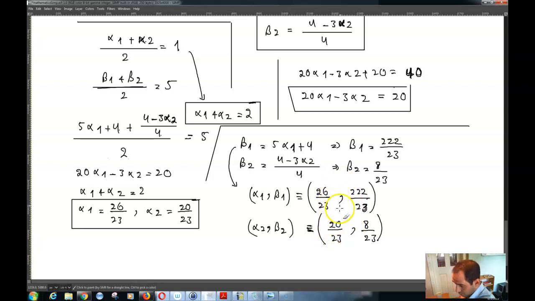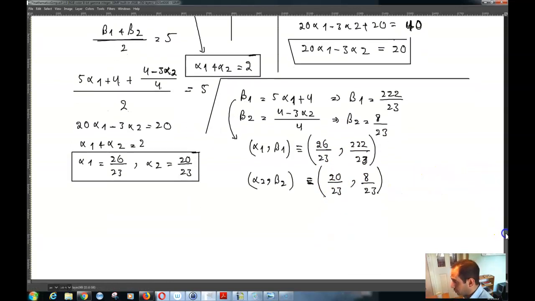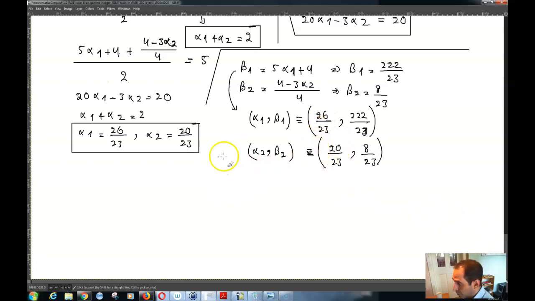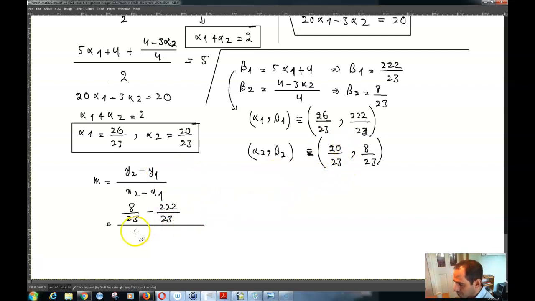So now, using these two points, you can calculate the slope of this line. You know that m is equal to y2 minus y1 over x2 minus x1. And so that is equal to 8 by 23 minus 222 23rds, over 20 23rds minus 26 23rds.